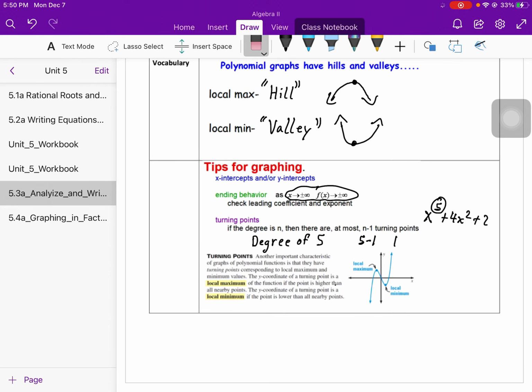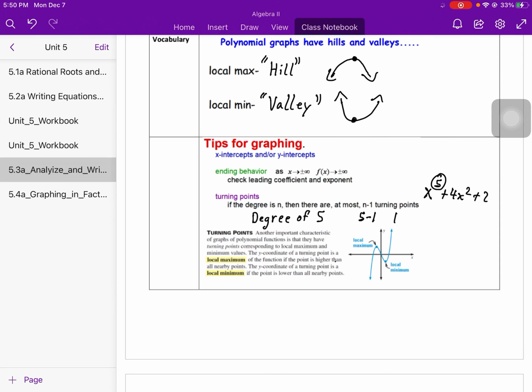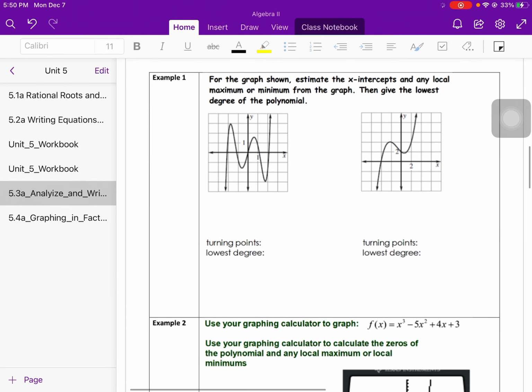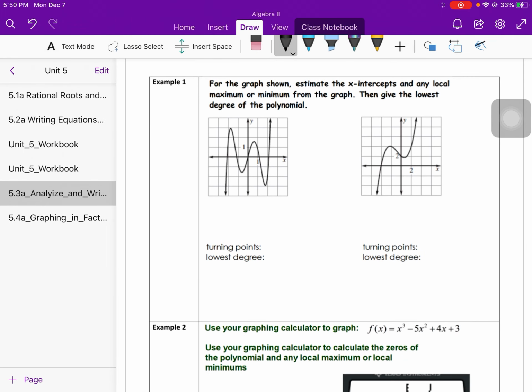All right, we're going to keep going here. First example when we're graphing. So for the graph, we want to estimate the x-intercepts, any local maximum or minimums from the graph. Then we want to give the lowest degree of the polynomial possible. So the way that we do this is start by finding the x-intercepts.